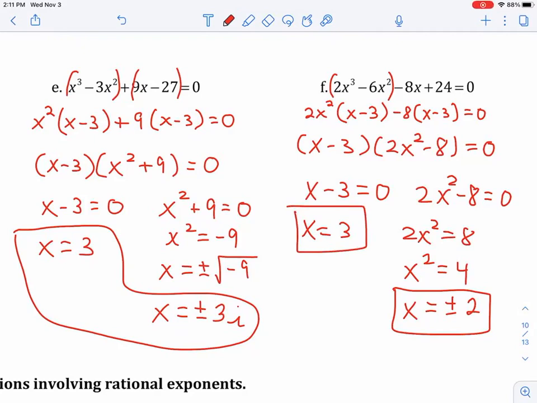Yes, when you're taking the square root, yep, you asked if it's plus or minus every time you take the square root. Yes.